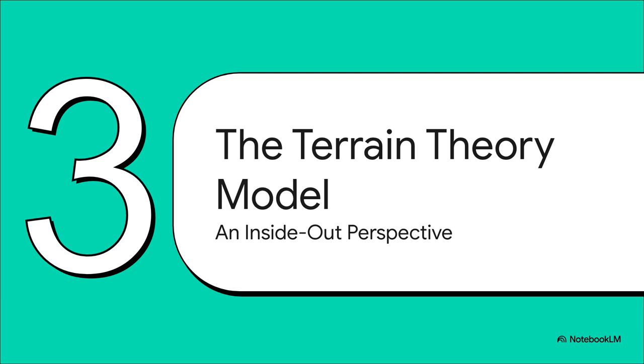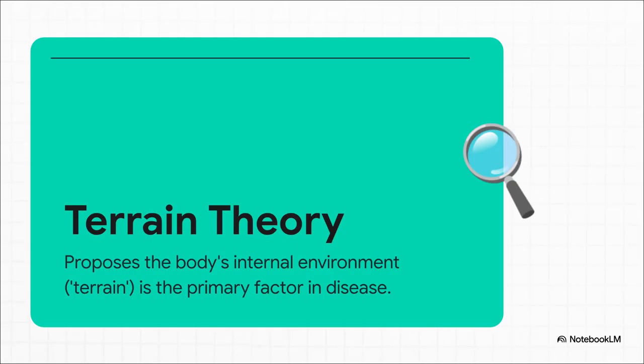All right, now let's switch gears and look at the second model, terrain theory. And as you might guess, this one offers more of an inside-out perspective on what causes illness. Terrain theory proposes something quite different. It suggests that the main factor in disease isn't the germ itself, but the body's internal environment, what it calls the terrain. From this viewpoint, illness happens when that internal terrain gets weak or out of balance, which then allows disease to develop.